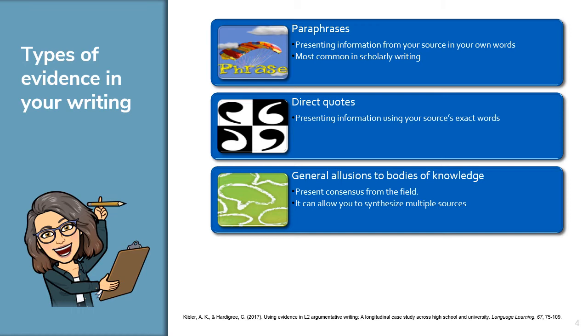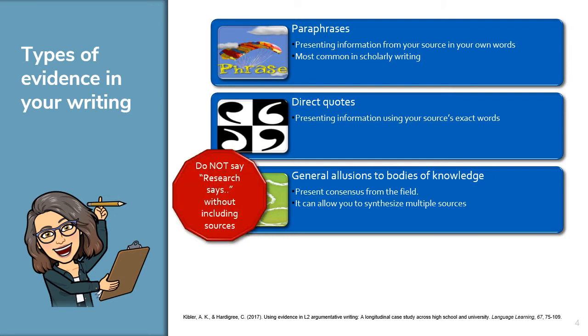Another way evidence is used in scholarly writing is general allusions to bodies of knowledge. It's well known, the field says, and it could allow you to synthesize multiple sources. I do issue a caution. Do not say "research says" without including any sources.